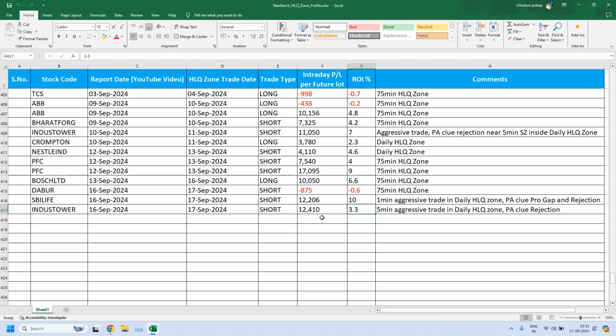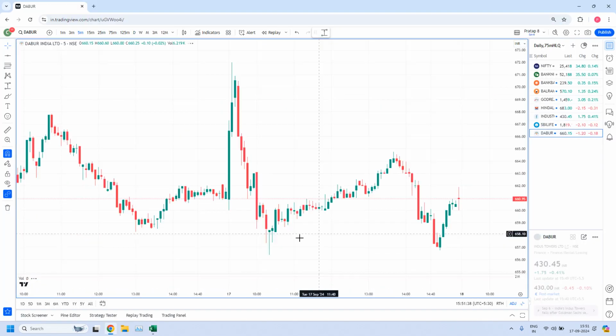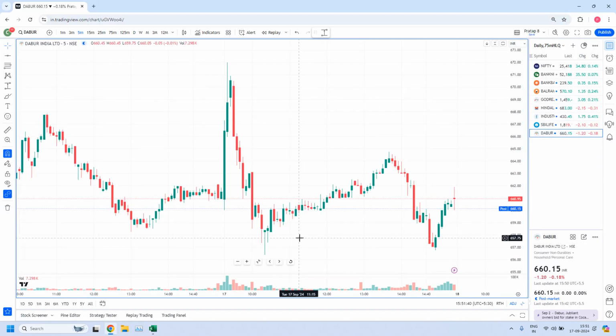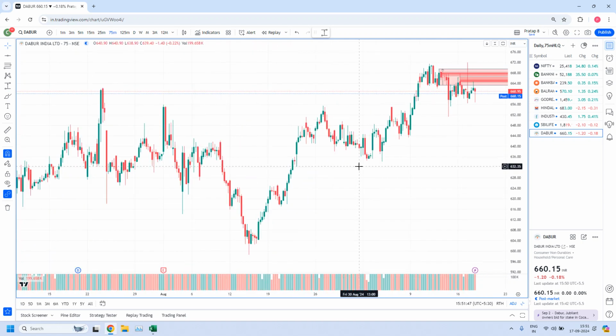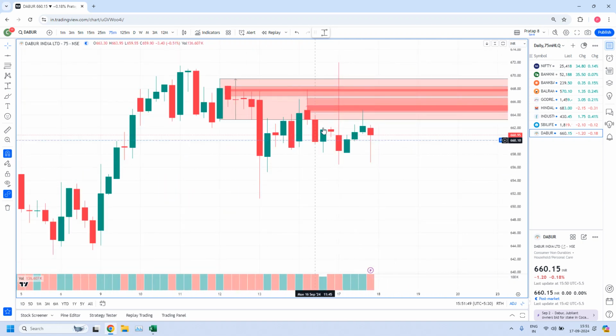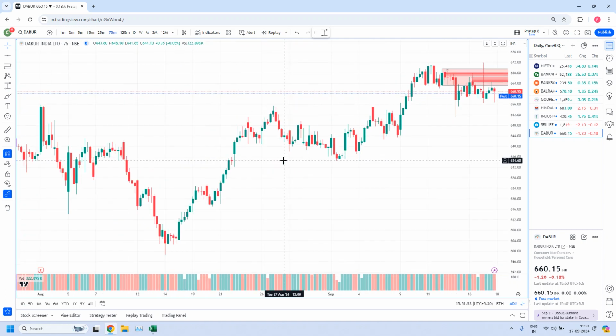And the next one is Dabur. Dabur is a 75-minute high liquidity supply zone. I am sure most of you would not have taken this trade, but still we have to, because our fine-tuned zone is violated. Why would you not take it? Let me tell you the reason.